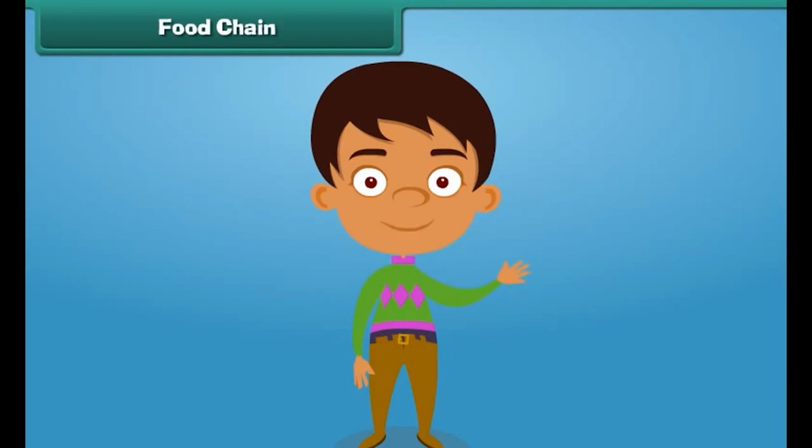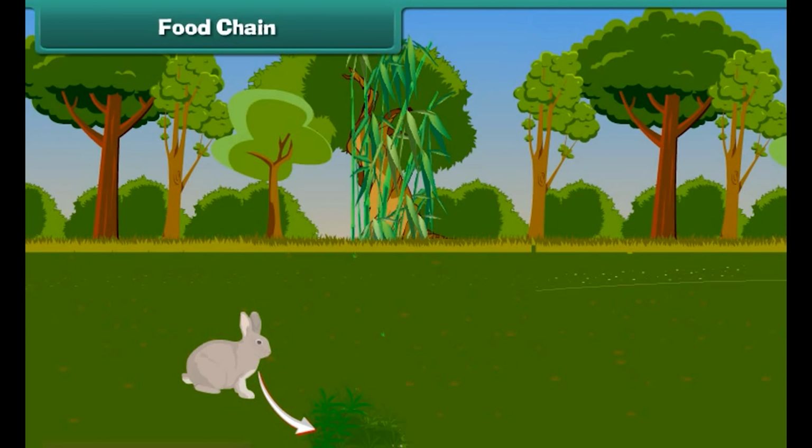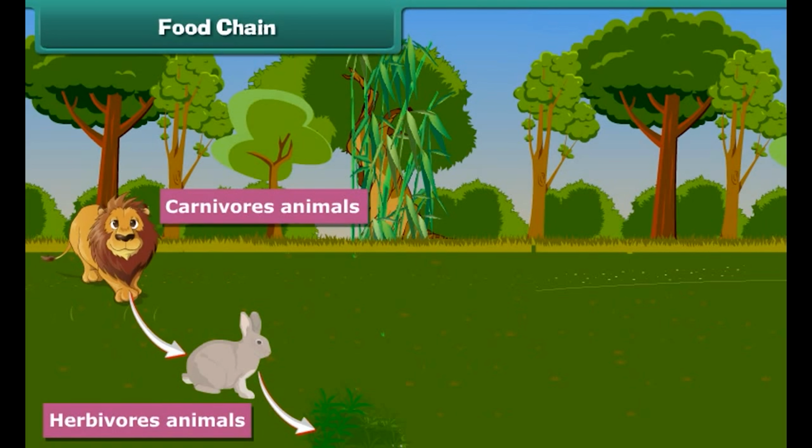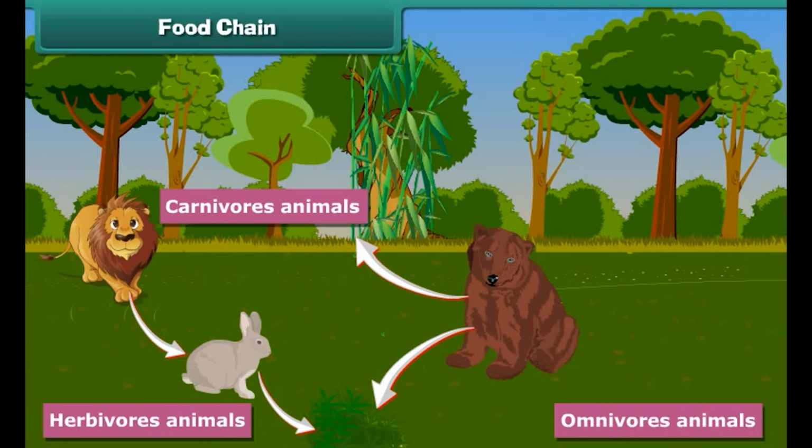Friends, do you know that all animals are connected to each other? Actually, they all are dependent on one another for food. Herbivores eat plants to get nutrition. The carnivores eat flesh of herbivores, while omnivores eat both herbivores and carnivores. A food chain is the sequence of who eats whom to obtain nutrition. For example, a rabbit eats grass and a lion eats a rabbit. A bear can eat both.